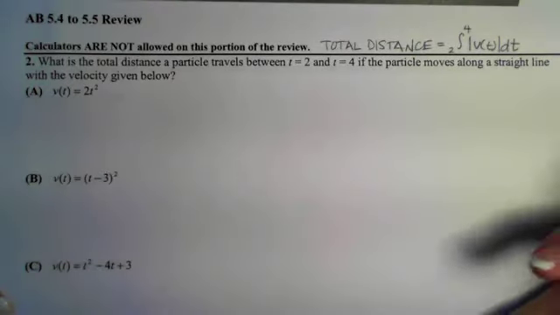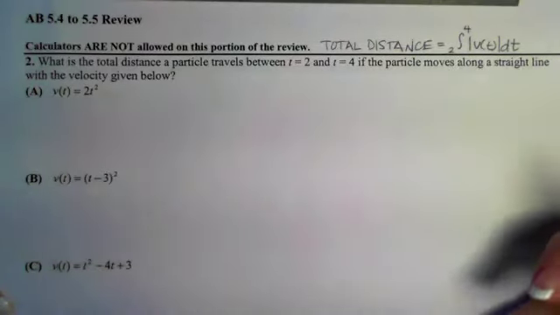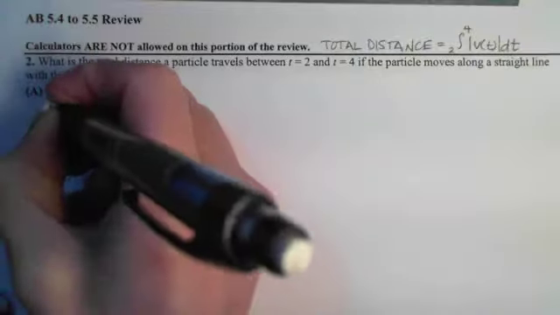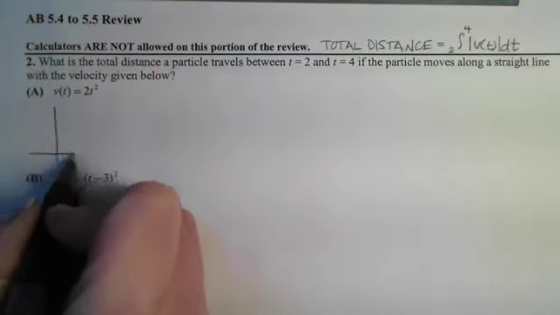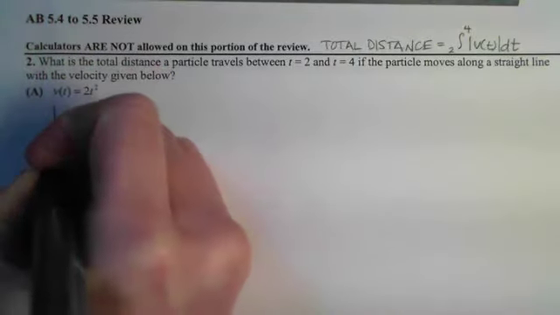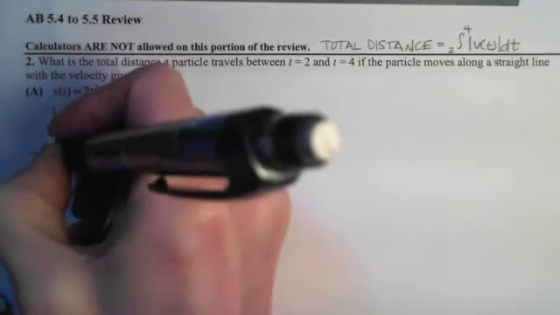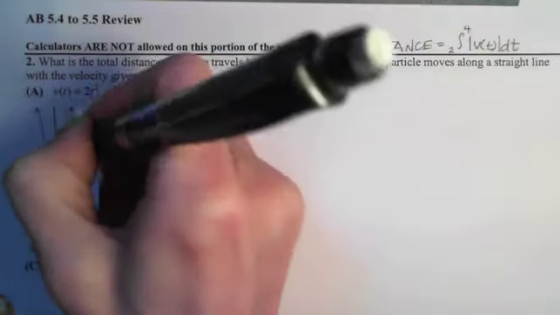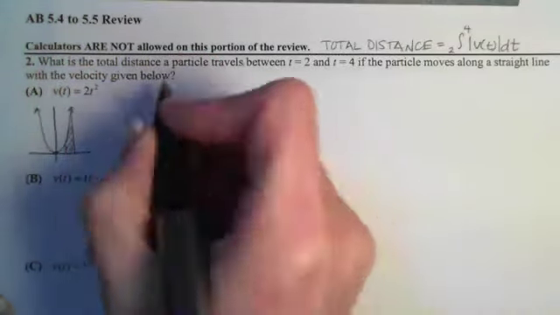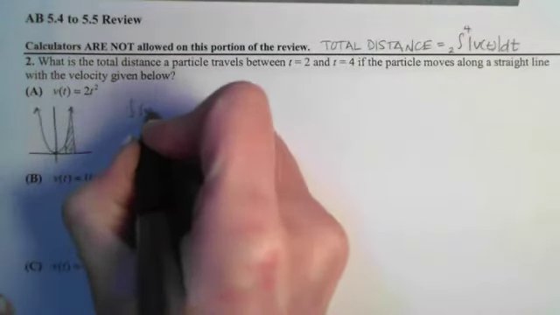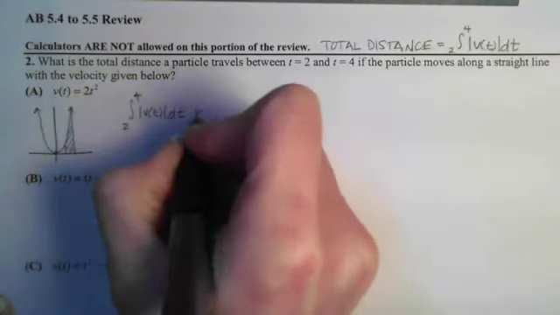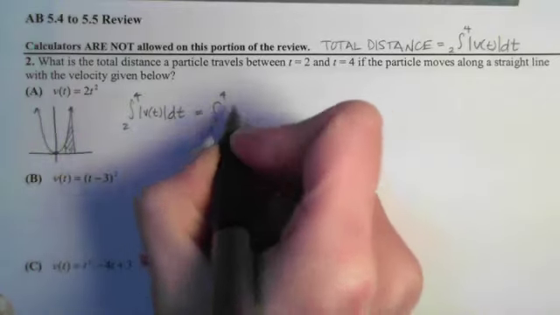Now, because I don't have a calculator, I can't put that into my calculator. So I need to graph each of these to figure out whether it's above the x-axis or below. So on this first one, we have a parabola that opens up and its vertex is at 0, 0. So on that one, it's always positive. So if I accumulate from 2 to 4, the accumulation of the absolute value is going to be the same thing as the accumulation of the regular function.